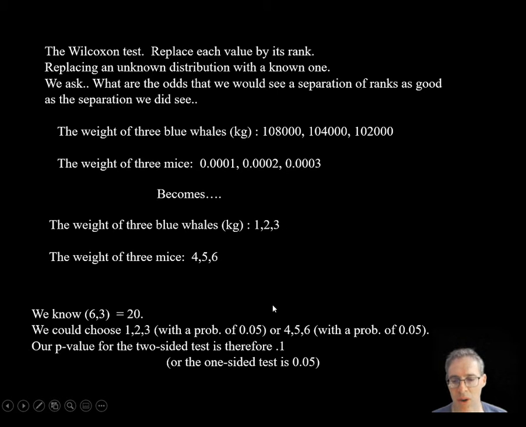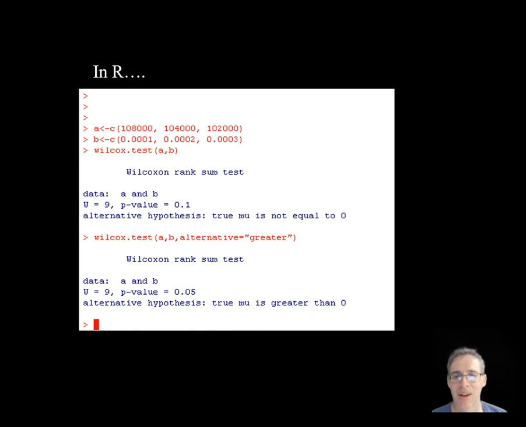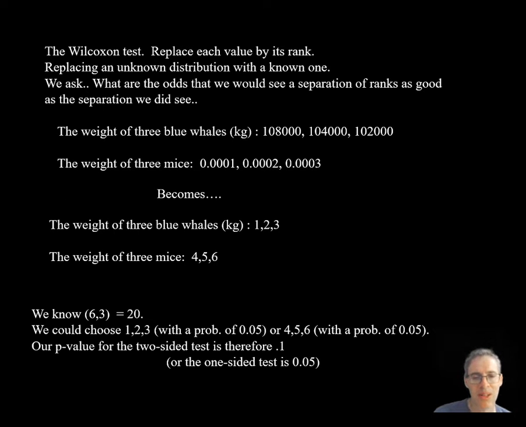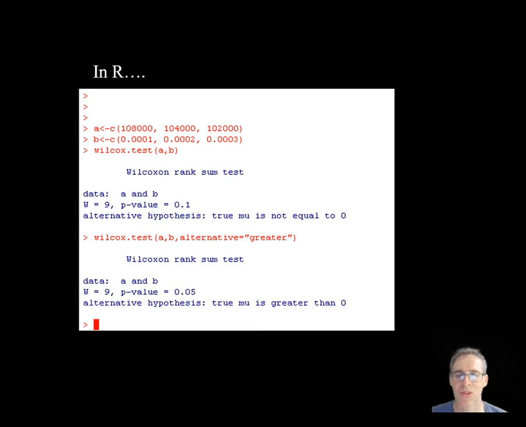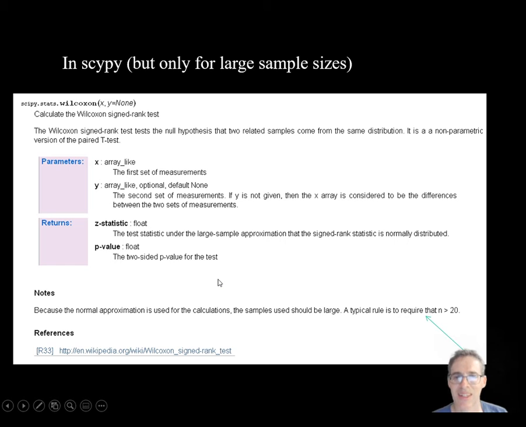So the p-value for a one-sided test is going to be 0.05, or for a two-sided test is going to be 0.1. So we can do this by hand for this simple problem, but of course it gets more complicated if you have interleaving of the ranks. So R will do this for us if we type the Wilcoxon test, right? And so I have my whales and my mice, and I say Wilcoxon test AB, and the p-value comes back as 0.1 for a two-sided test, or 0.05 for a one-sided test.